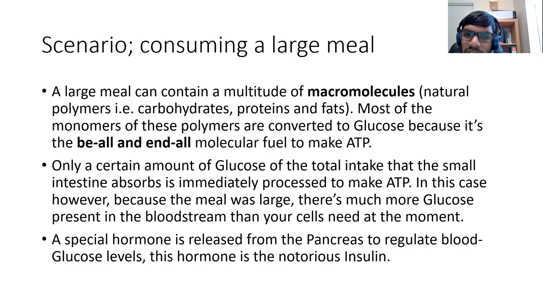And only a certain amount of glucose, however, of the total intake that a person can consume in a large meal can be absorbed by the small intestine. And this small amount is immediately processed to make ATP for energy. In this case, however, with a very large meal, there is much more glucose floating around in the bloodstream than your cells need at the moment, because it's a large meal, so it would contain a lot of glucose. So the excess glucose that is not needed immediately, in theory, would remain in the bloodstream, and this can potentially cause quite a few very difficult problems. So therefore, a special hormone in the pancreas to regulate blood glucose levels is the notorious insulin.